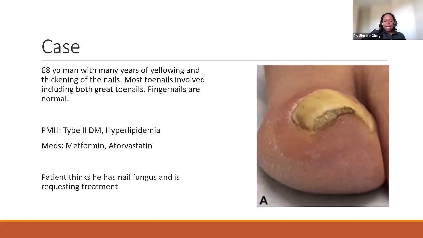All right, let's do another case. This is our final case. This is a 68-year-old man. He reports many years of yellowing and thickening of the nails. Most of the toenails are involved, including both of his great toenails, and his fingernails are normal. In terms of his health, he has diabetes, he has hyperlipidemia, and he takes metformin and atorvastatin. So the patient comes in saying, look, I have nail fungus, I don't like how it looks, and I want it to be treated. Again, very common scenario in my setting.